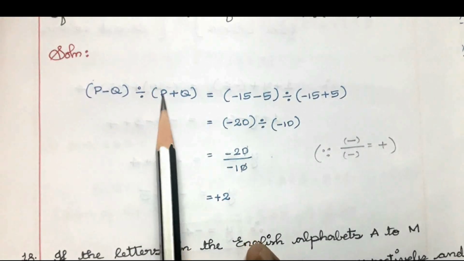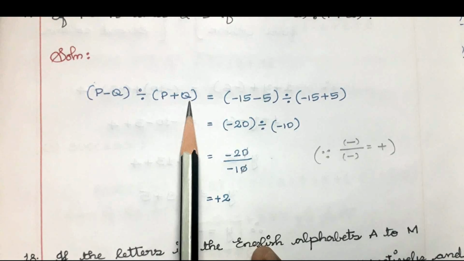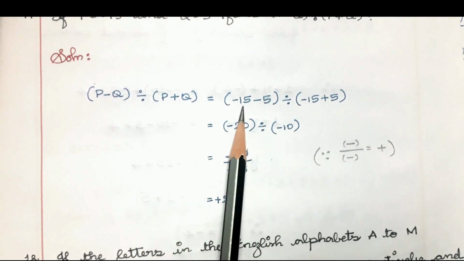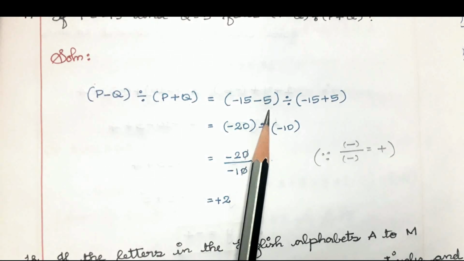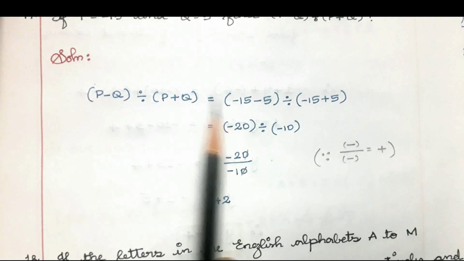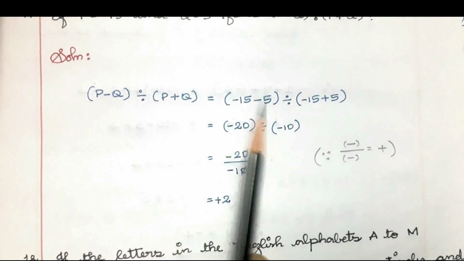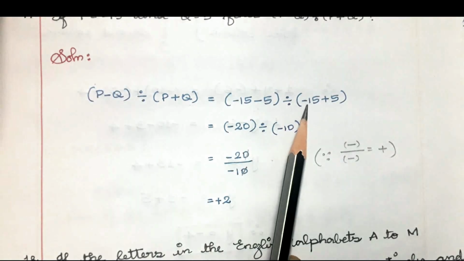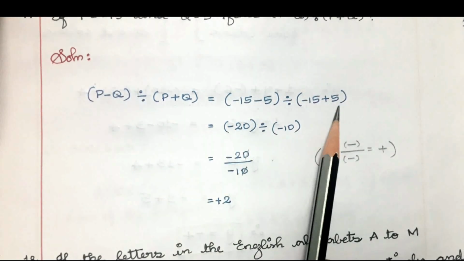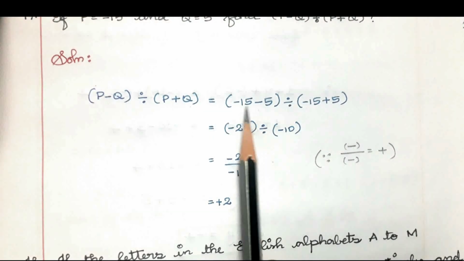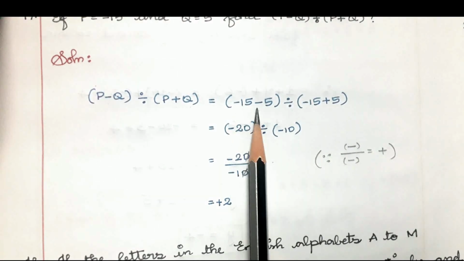Solution: p minus q divided by p plus q is equal to, substitute the values of p and q here. So the p value is minus 15 and the q value is 5. Instead of p we have written minus 15, instead of q we have written 5, and the operation is as it is. Divided by, again p is minus 15, the operation is plus, and here the value of q is 5. Now both the signs are equal, so we have to add.